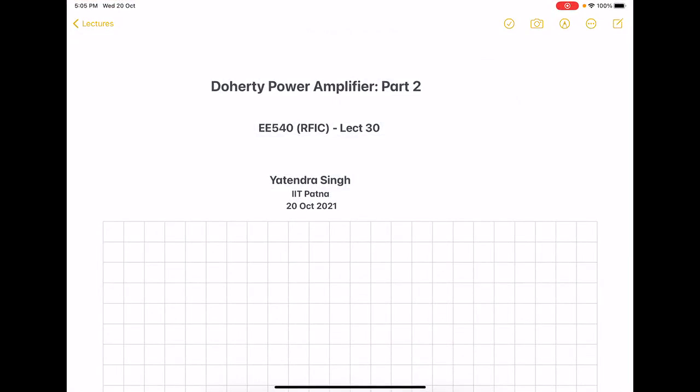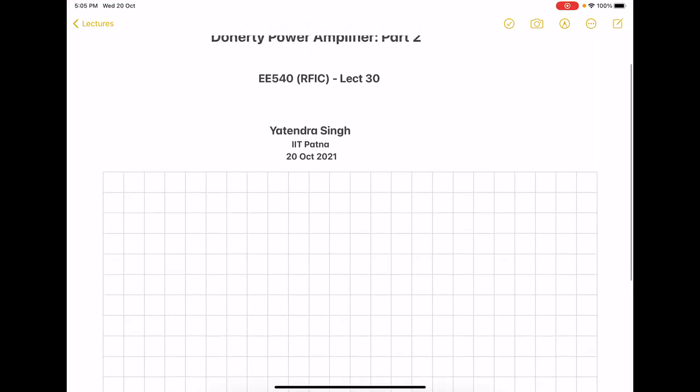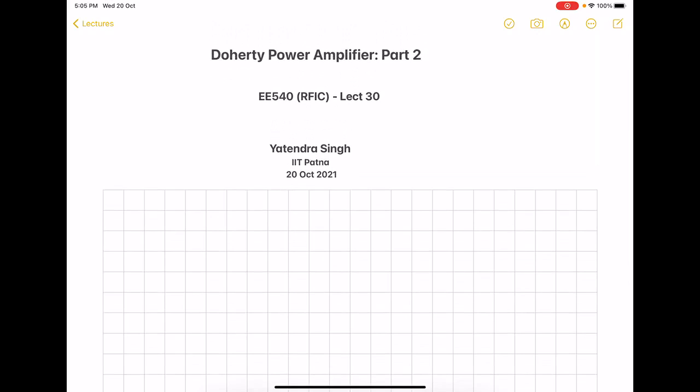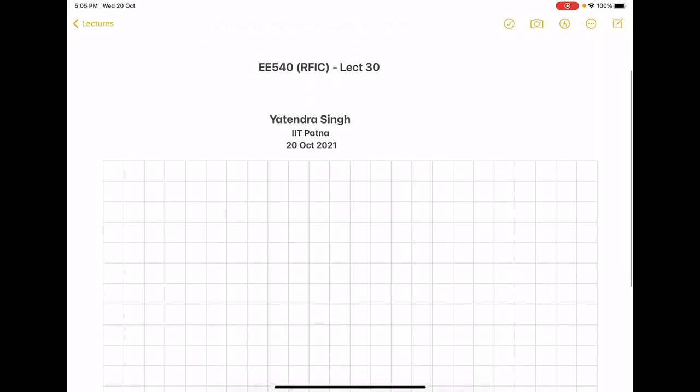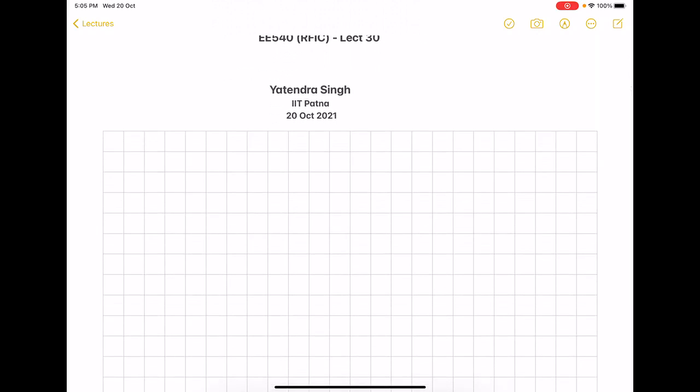We'll continue the analysis of Doherty power amplifier. In the last lecture, we analyzed the Doherty power amplifier for lower drive. That means when input is less than certain chosen threshold. For that case, we found out what should be the characteristic impedance of the transmission line and what should be the load, so that maximum swing of VDD is achieved at the drain of main power amplifier.